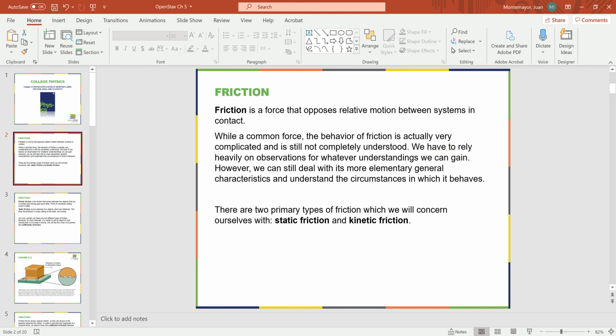So friction is a force that opposes relative motion between systems in contact. While a common force, the behavior of friction is actually very complicated and is still not completely understood. We have to rely heavily on observations for whatever understandings we can gain. However, we can still deal with its more elementary general characteristics and understand the circumstances in which it behaves. There are two primary types of friction which we will concern ourselves with: static friction and kinetic friction.